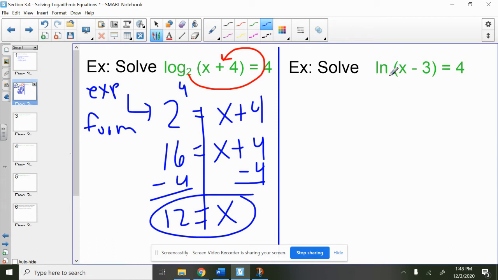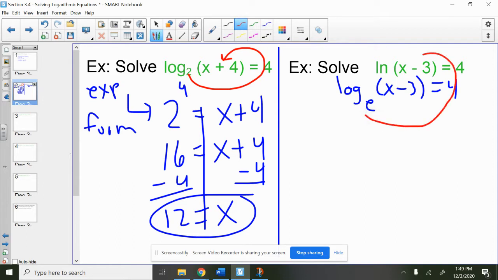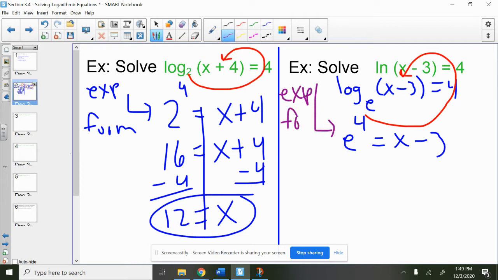Okay, next one. Very similar, except it's a natural log. The one thing I like to do here is rewrite this and remember what a specific problem this is. Natural log is log base e. Now, after I establish that, put it in exponential form: e to the 4th equals x minus 3. Just a reminder of what I'm doing here, I'm putting that in exponential form. I always like to write it for your notes, so if you do refer back to it, you can see what we're doing.